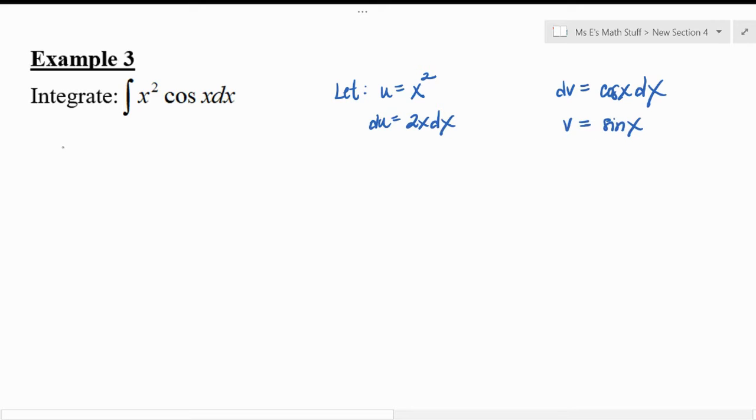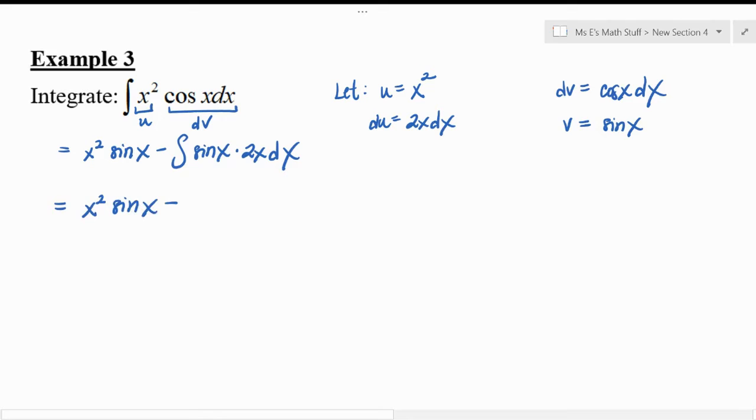Okay, so now let's go ahead and show the expanded version of this. So if this was u and this was dv, then we would have u times v minus the integral of v du. There we go. And I'm going to take a step and just write this a little cleaner. So x squared sine of x minus, and then it's up to you what you want to do with that too. I'm going to go ahead and factor it out, and then I'm going to write the x in front of sine of x.